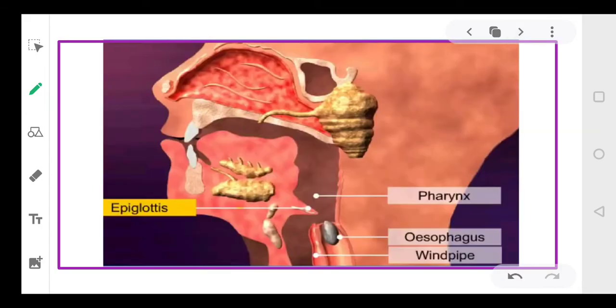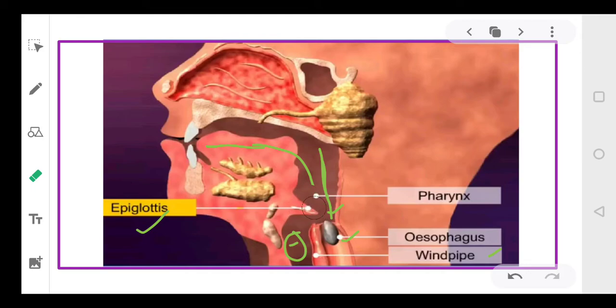Then look at this structure, everyone. Suppose this is your mouth, right? And you are putting the food and this food is coming here. So look at this structure. This portion is your windpipe, right? This portion is your windpipe and this is your food pipe. So there is a flap-like structure which is called epiglottis, right? This is called epiglottis. This epiglottis closes the windpipe when food comes from the mouth into the esophagus. Right, everyone? When food comes into the esophagus, then your windpipe is closed by the epiglottis.